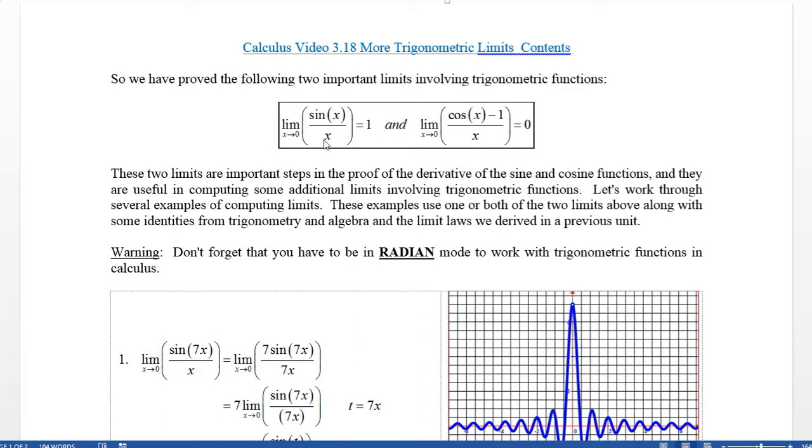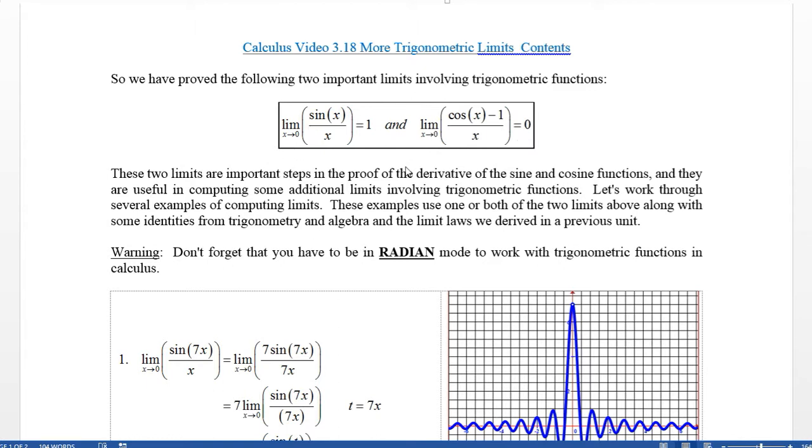And by the way, notice that this first one here, if you did the reciprocal of this, you're going to get the reciprocal of the limit, which is also 1. So if you have the x on the top and the sine x on the bottom, and take the limit as x goes to 0, that's also going to be 1. Now that's not going to work over here because 0 doesn't have a reciprocal.